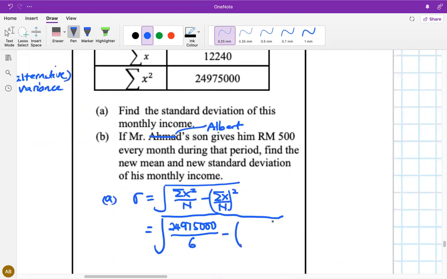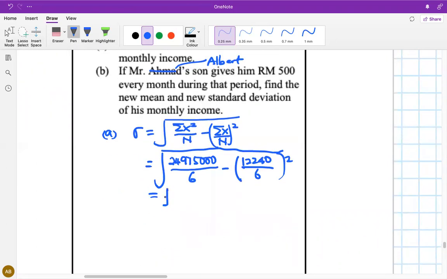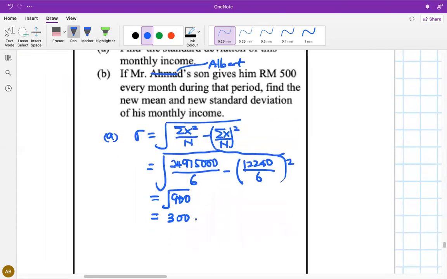Then you find the mean. The mean is not given, but the sum of x is given as 12240, divided by 6, then you square. Okay, so then we'll get the standard deviation. So let's see, 24,975,000 divided by 6, and then you minus 12240 divided by 6 and square. So you get 900, right? Square root of 900. Therefore, our standard deviation is 300. All right, so this is the standard deviation.